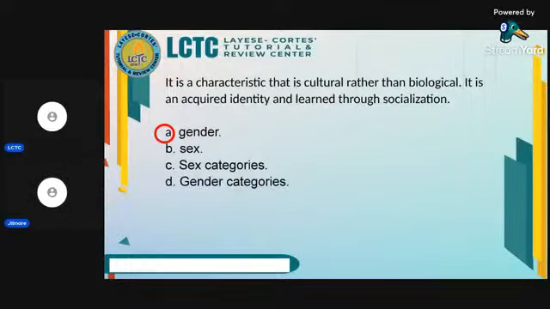Next question. It is a characteristic that is cultural rather than biological. It is an acquired identity and learned through socialization. Gender. When we say biological trait, sex. When we say acquired identity or cultural, gender.